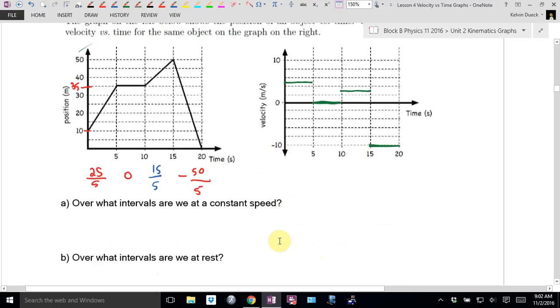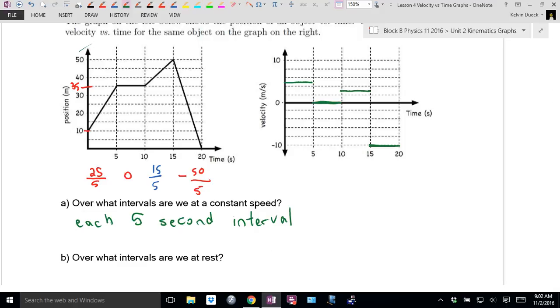Over what intervals are we at a constant speed? 0 to 5, 10 to 15 to 20. Each 5-second interval. And you're right, Tato, the problem is our changes in speed are instantaneous. There should be curves.